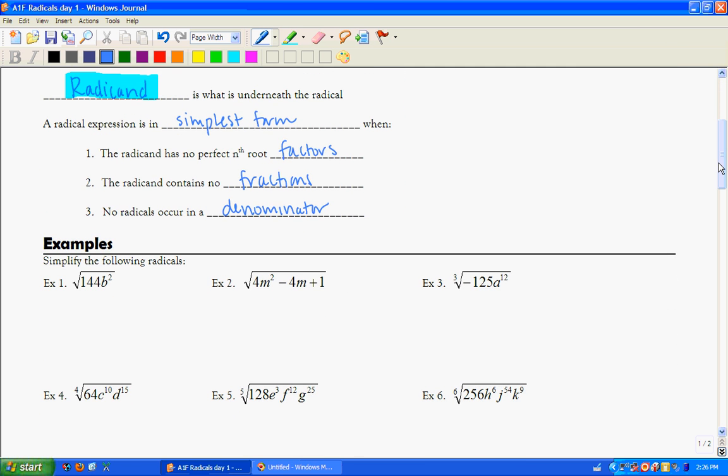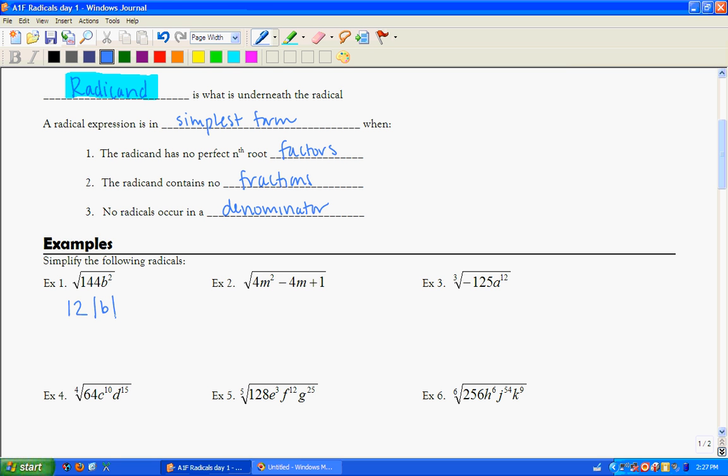Hopefully, for example 1, you recognize that the square root of 144 is 12. And then since we're dealing with a square root, you should also recognize that the square root of b squared is just b. But if you square a positive number or a negative number, the result is always going to be positive. So we're not sure if b started off as a positive number or a negative number. So therefore, we need to put b in absolute value signs. So the answer to example 1 is 12 times the absolute value of b.